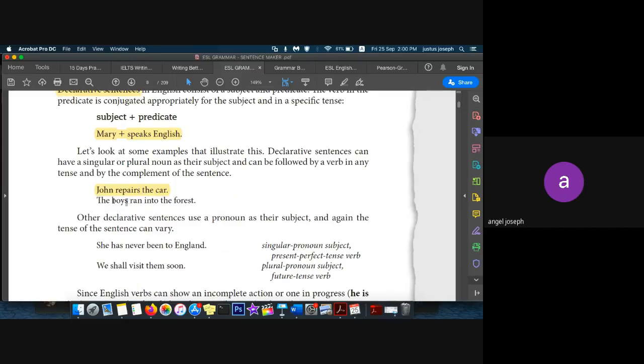Now, do you see something different here? Here, the subject has become plural. It has become the boys. Till now, the subject was singular. Mary, singular. John, singular. The boys. Here, the subject became plural. So we can simply say the subject can be one or many, right? There is no limitation to the number of subjects that we can have. Subject can be one or there can be many subjects that you want to use.